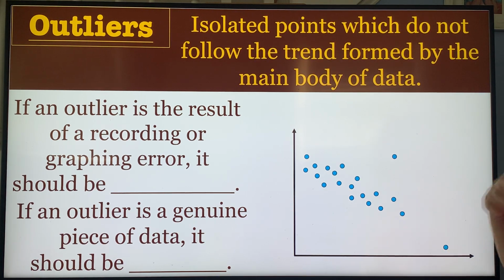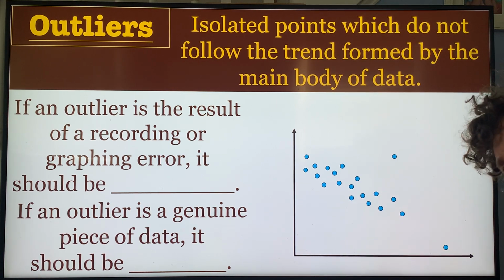Outliers are isolated points which do not follow the trend formed by the main body of data. So you have your main body of data forming a certain trend. This outlier makes no sense. Like your data is almost perfect, but you got this one point. Why is it there? Something messed up to put it there.